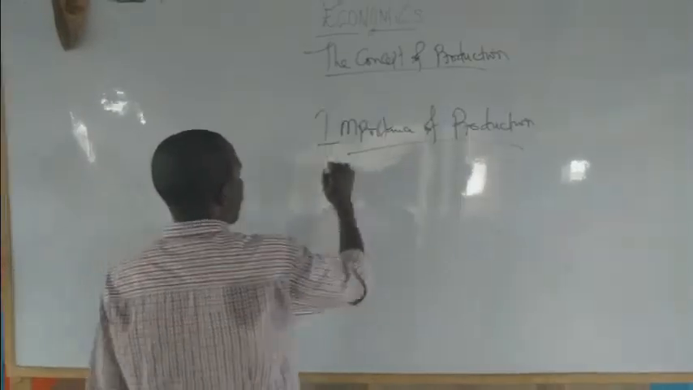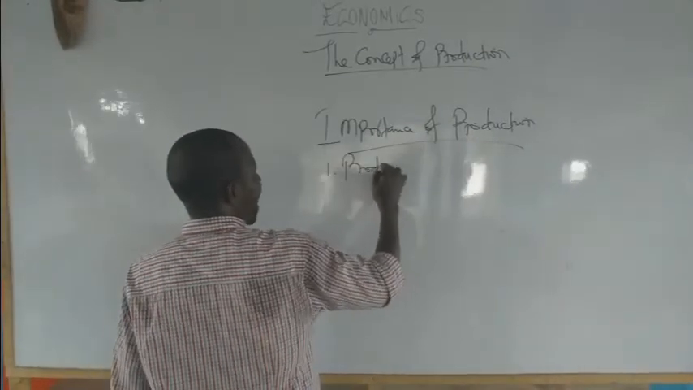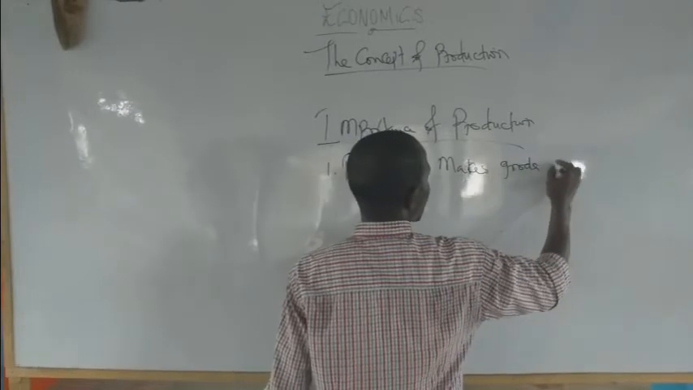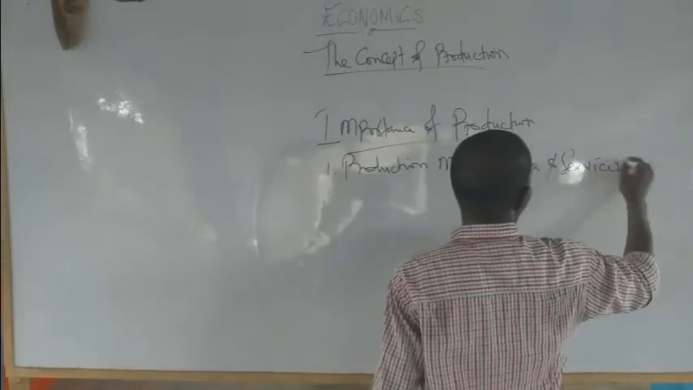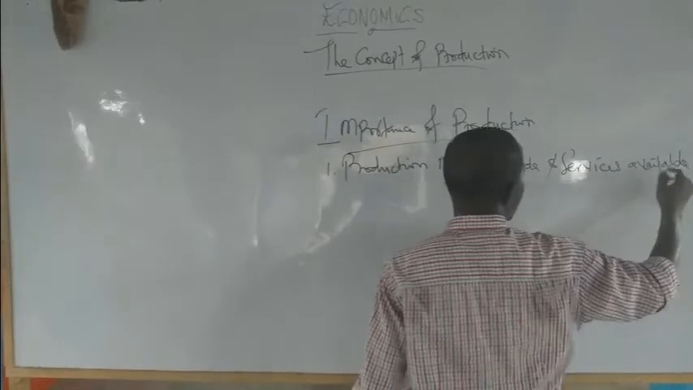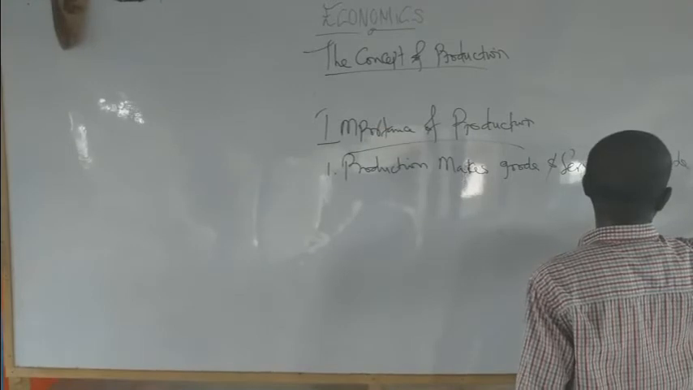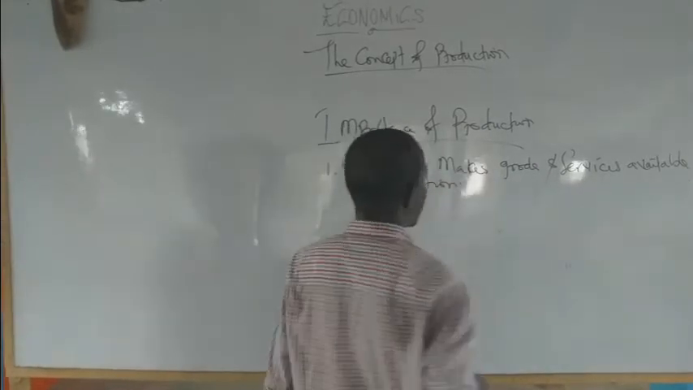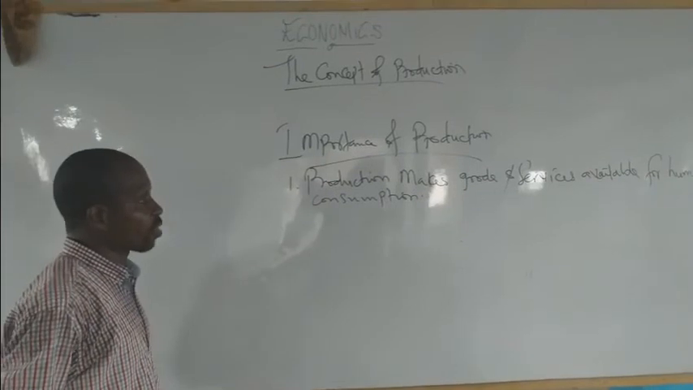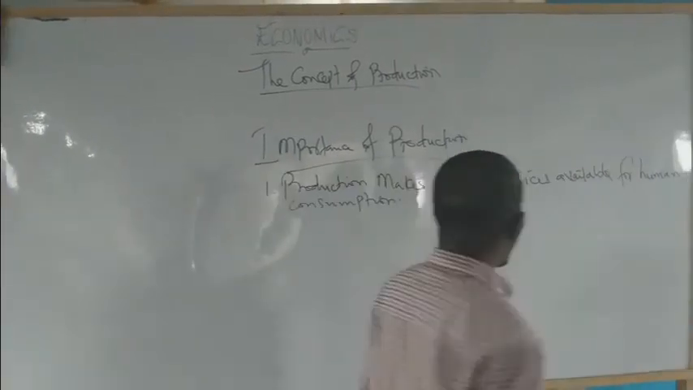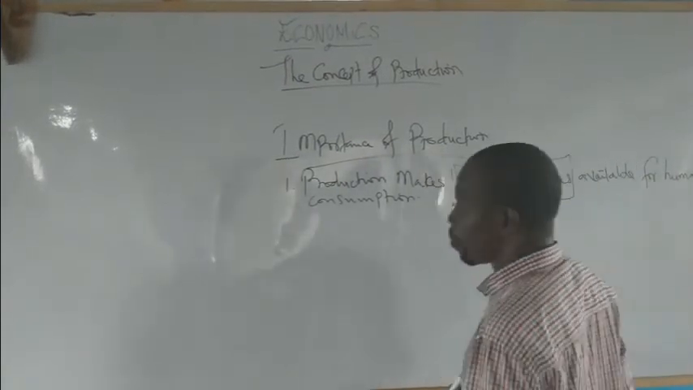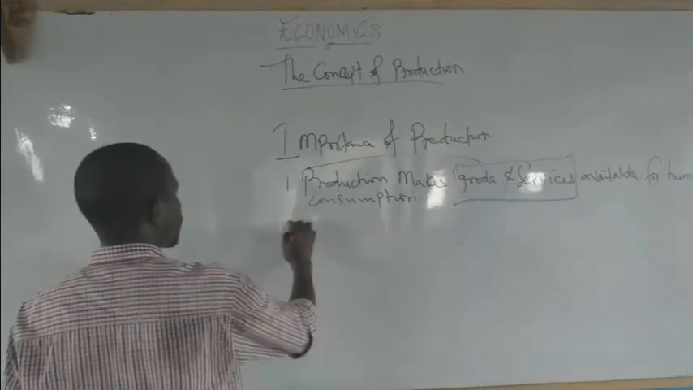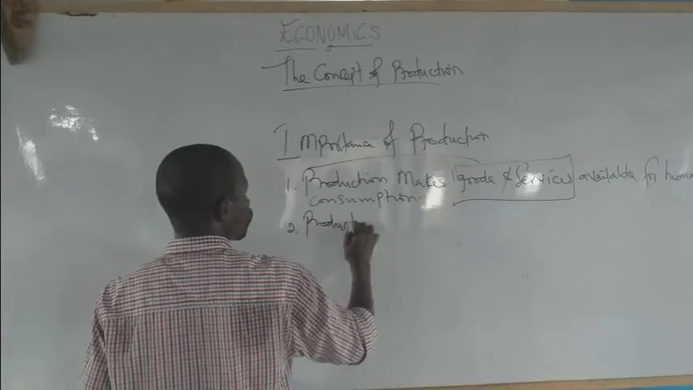Importance of production. One, production makes goods and services available for human consumption. How do I mean by this? When the raw materials extracted from their natural sources are transformed, then goods and services are made what? Available for human consumption and what? Satisfaction. One important thing.